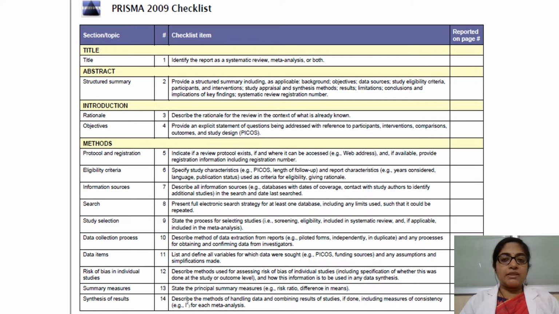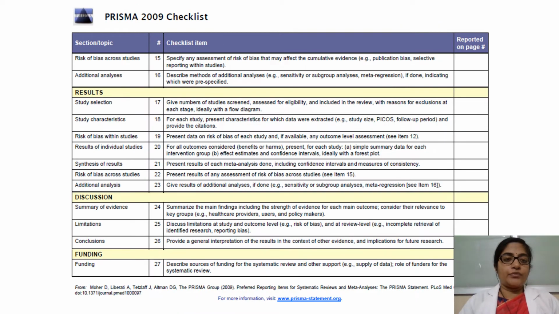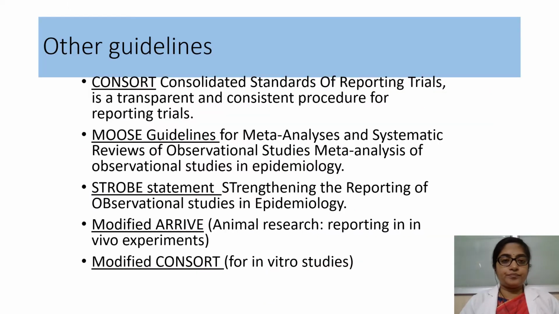And here you can see that checklist, which includes various sections or topics, including title, abstract, introduction, methods, results, and discussion and findings. So we have checklist items, and we have to report the findings on the basis of that particular checklist item, and this is how we evaluate the particular study or article.